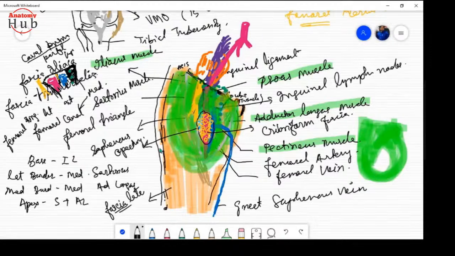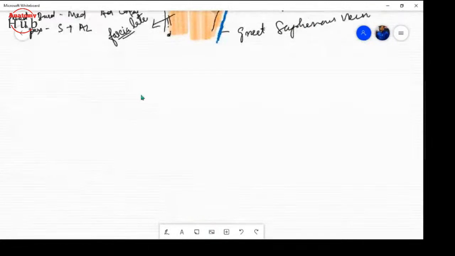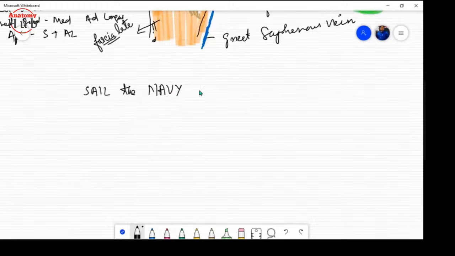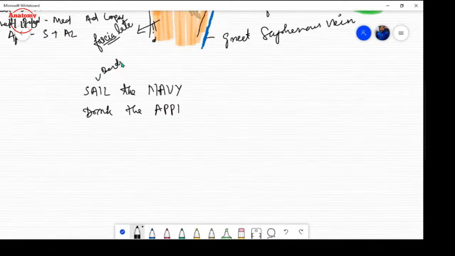So for this reason, you have to remember one mnemonic here, and this mnemonic is from my side. Just remember: sail the navy, and drink the appy. Okay, it is my mnemonic. Sail represents your borders, appy represents your floor, and navy represents your structures, the contents.